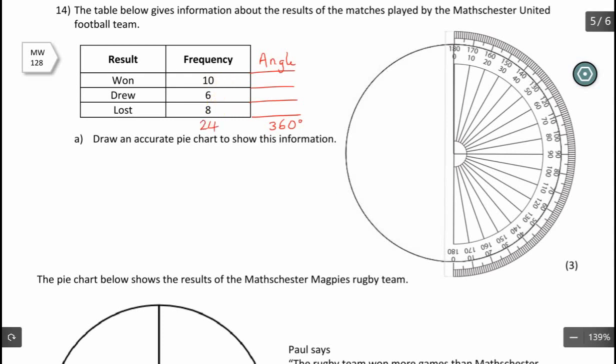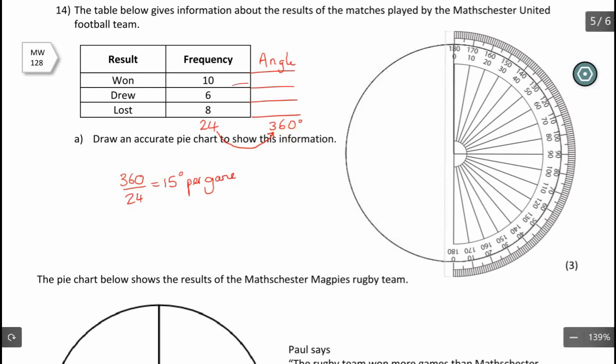And it's this linking bit of information, the 24 games taking up a total of 360 degrees, that is going to give us the key bit of information we need to do this question. So what do I multiply 24 by to get 360? To work that out, we could do 360 divided by 24, and that would give us 15. And what we've just worked out there is that there are 15 degrees per game. Each of those games is 15 degrees.